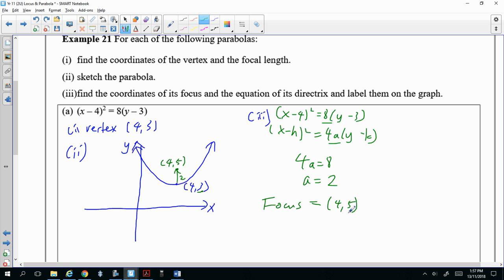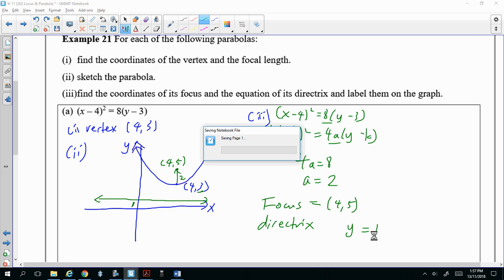And how about the directrix? You're going to go down 2 units. Remember, directrix is a line. So go down 2 units. So that's going to be 1. So you just write the directrix equals y equals 1. Any question? It's the same thing as yesterday. Exactly the same.